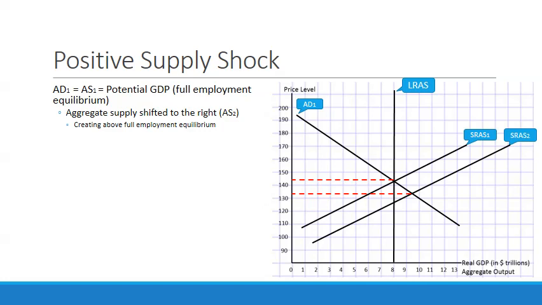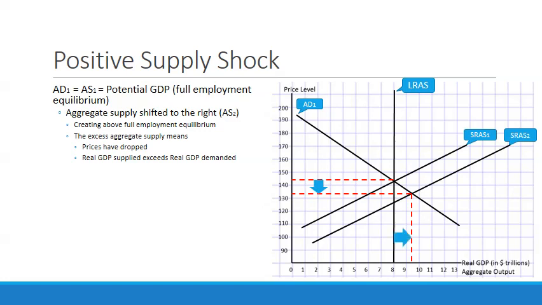Because price levels have fallen, people are buying more. We see that, of course. We see an increase in the aggregate demand from 8 to 9.5, more or less. So they have to hire more workers. Now the excess aggregate supply means prices have dropped because now we have a surplus in the market. So you see the drop in prices. Real GDP supplied exceeds real GDP demanded. You can see what's happened here. We see the increase in output.